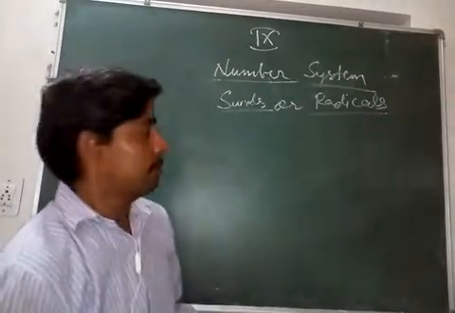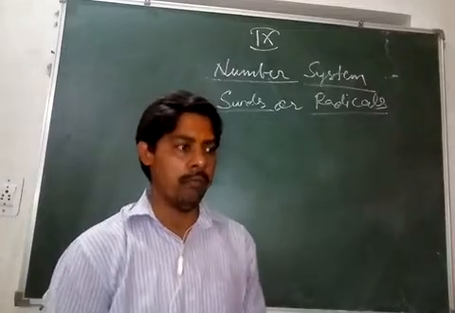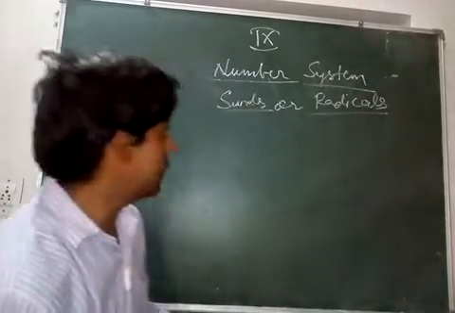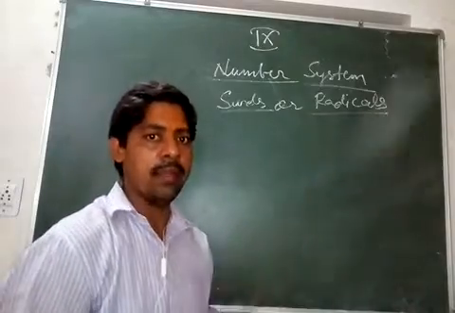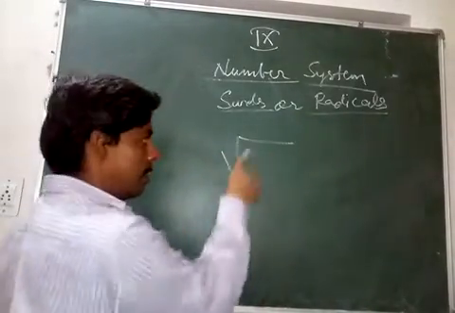As you know, we are doing chapter number one, number system, and now after visualization, a very important topic is coming up, and this topic is actually about radical sign or surds. So, what is a radical sign? This sign, as you know, is called a radical sign.